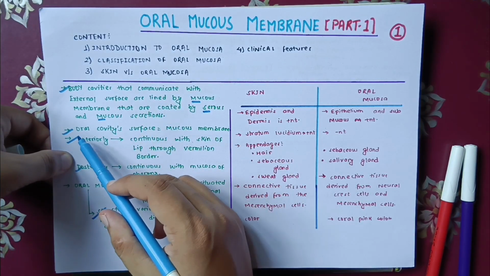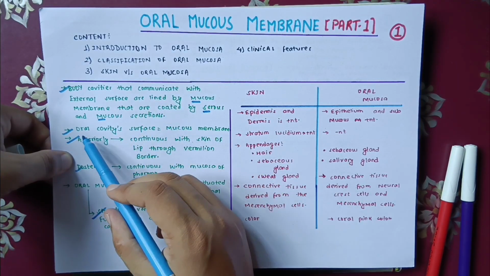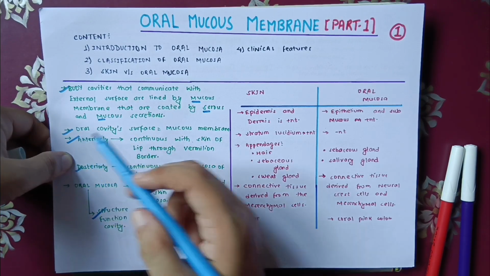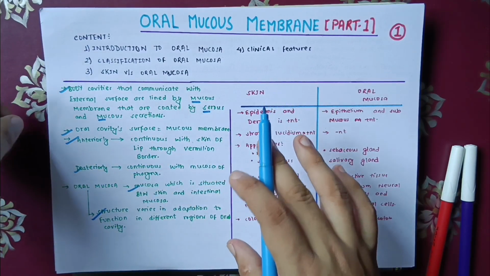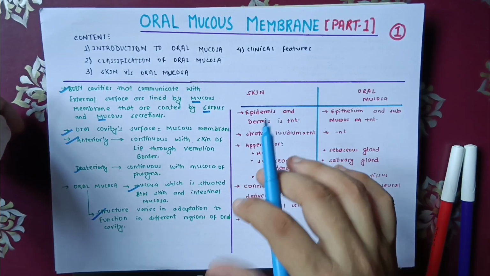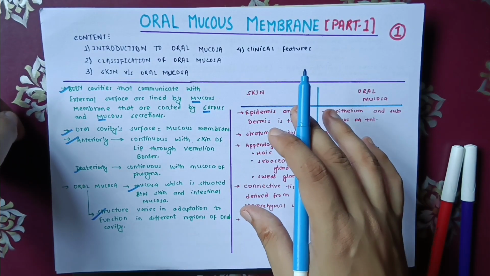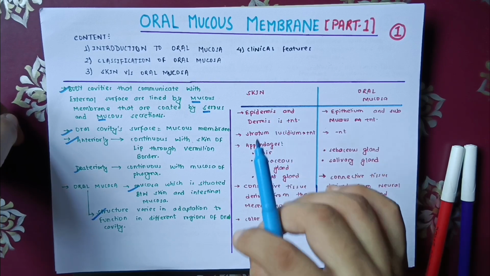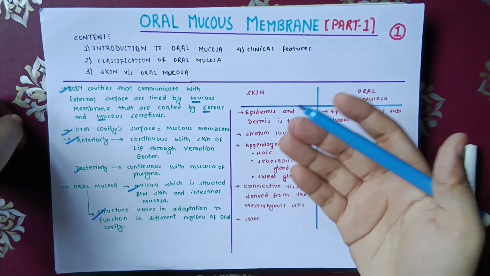And after that, in the oral cavity, the surface is the mucous membrane. So you just have to take the concept that oral mucous membrane means the mucous membrane of the oral cavity, that is, the oral cavity surface is the oral mucous membrane.